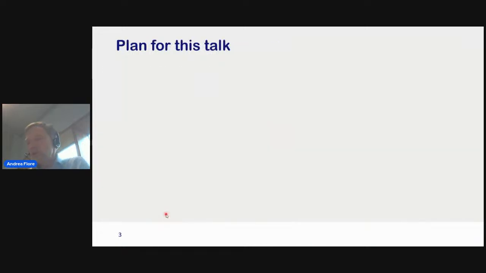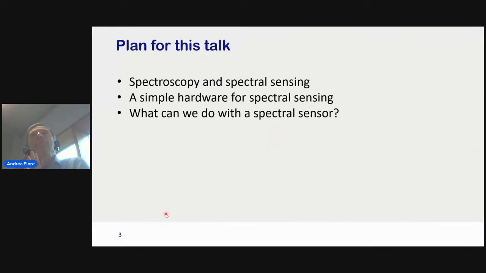Okay, now for this talk, basically I have three parts. First, I will give a very broad introduction to spectroscopy and spectral sensing. So what is it and why is it useful? Then I will present what we developed. So the chips that Massimo was referring to, this is a very simple hardware for spectral sensing that in a few words will hopefully replace a spectrometer for many applications. And then in the third part, I will go into some details of how we can use it. So what can we measure?